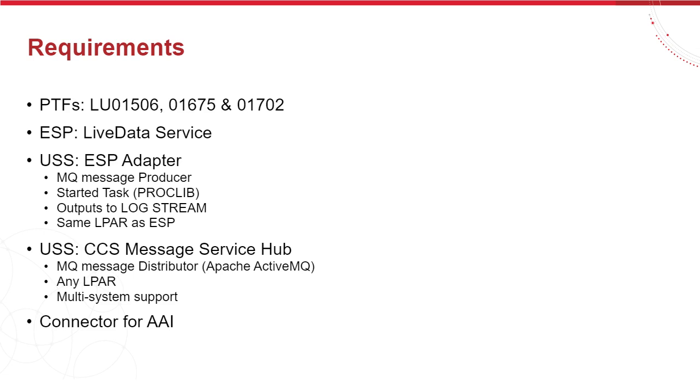The adapter then submits the job to JES to generate the definition data from the log stream. Adapter and connector only support single connections. If you have multiple ESPs or multiple AAI servers receiving the data, then you'll need dedicated adapters and connectors for each. For example, whether it's one ESP and two AAIs, two ESPs and one AAI, or two ESPs and two AAIs, you'll need two adapters and two connectors. The Message Service Hub, on the other hand, can support multiple ESPs, multiple AAIs, and any combination of each.